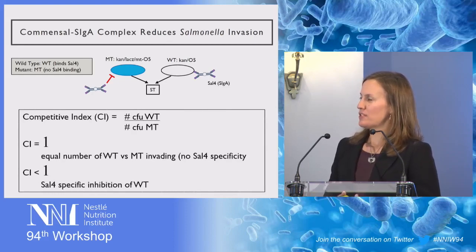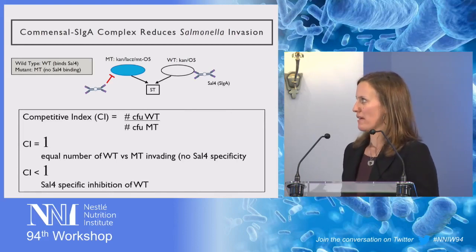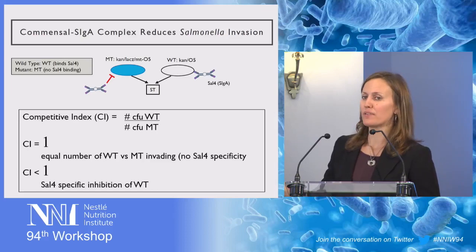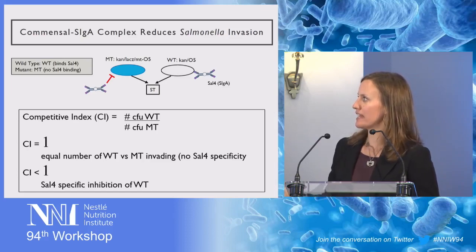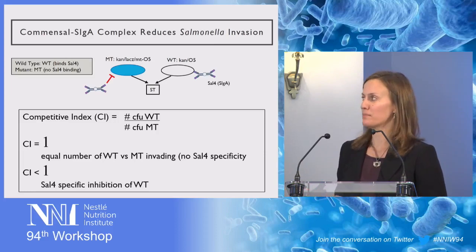We chose, therefore, to use a competitive index, and this is both for our in vitro models and also in our mouse models, to evaluate the impact of the specificity of the SAL4 antibody. For these competitive indices, we just did wild type divided by mutant bacteria, looking at those that were able to invade colonocytes or able to migrate to the Peyer's patches in a mouse model.